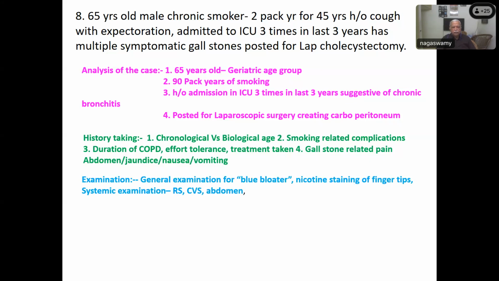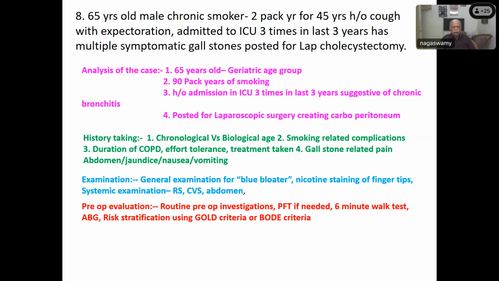And examination, always look for, because you have made a diagnosis of chronic bronchitis, see whether his appearance fits into that blue bloater description, whether nicotine staining in the fingertips, and systemic examination of RS, CVS, abdomen should be done. Then preoperative, routine pre-op investigations for any surgery which you do, and pulmonary function test if needed.